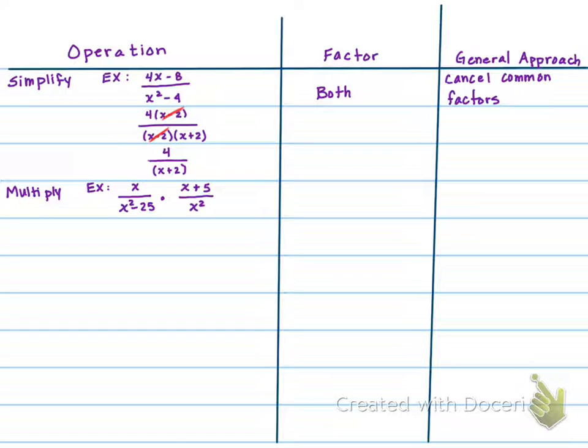So again, we want to factor both numerator and denominator of both fractions. And then again, just cancel common factors. So these are essentially the same thing.